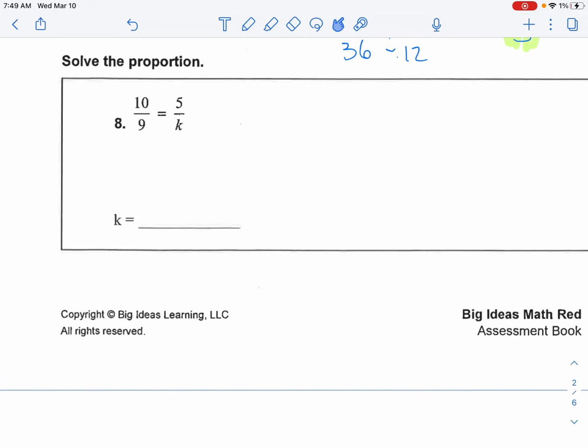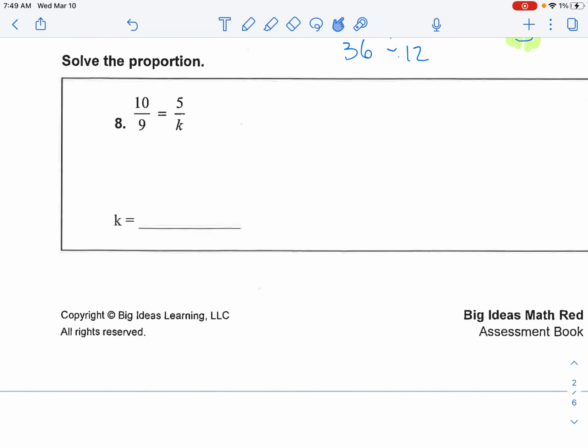Okay, solve the proportion. Again, it does not specify how you're supposed to solve it, by using a common multiplier, cross products, etc. If it only says solve the proportion, you can use any method you want. So I quickly see 10 divided by 2 is 5, and 9 divided by 2 is 4.5. So K equals 4.5.